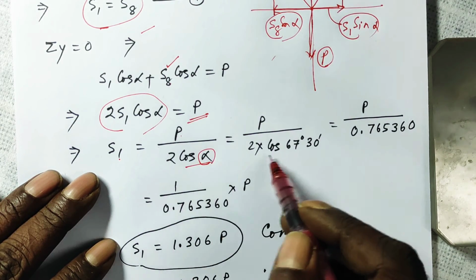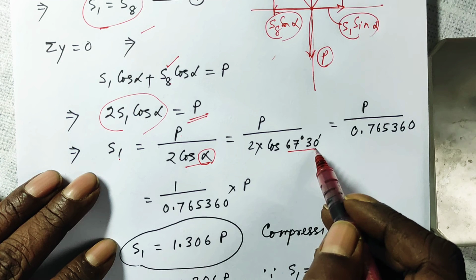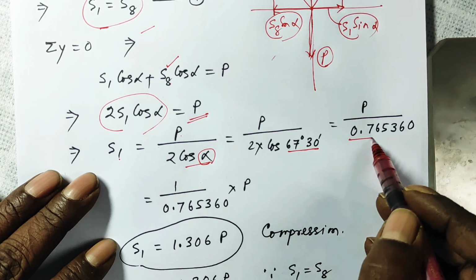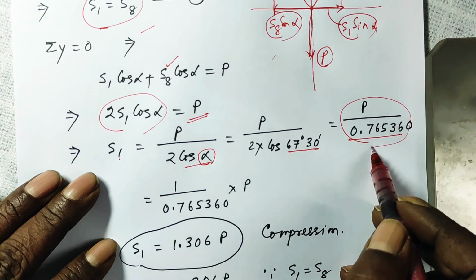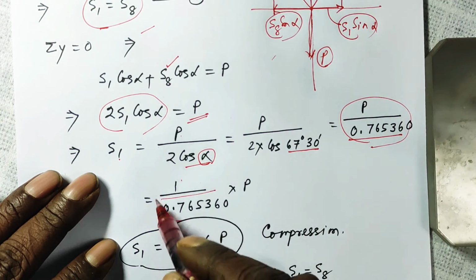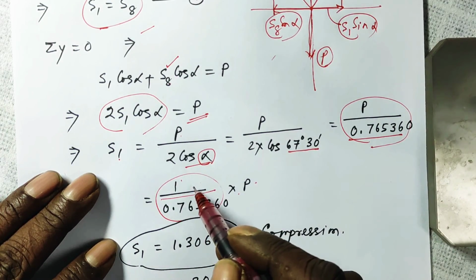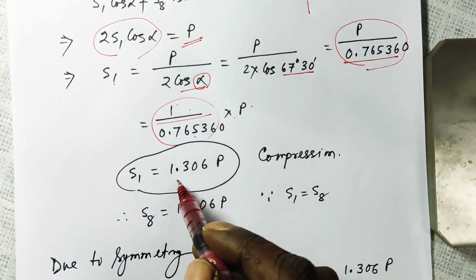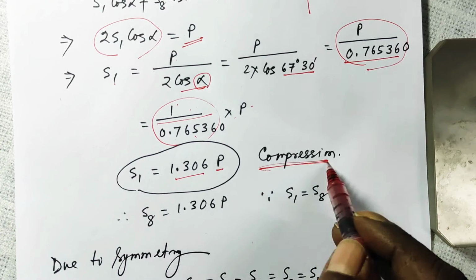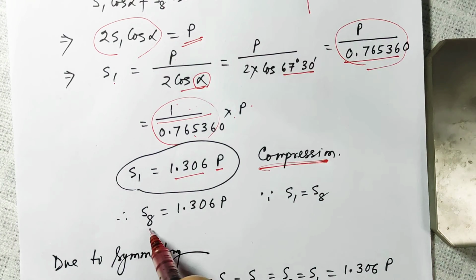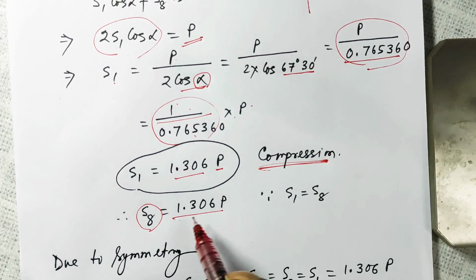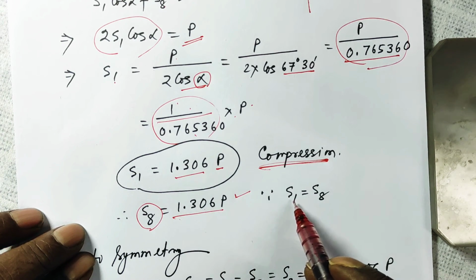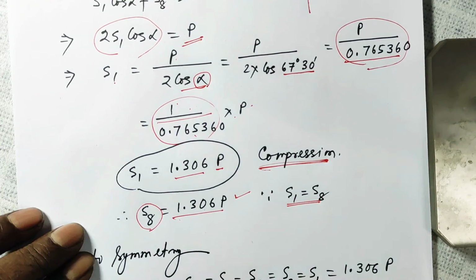Put the value of alpha, 67 degree 30 minutes, and that comes out, when multiplied by 2, to this much. So this can be rewritten as 1 over this times P. If you divide it with a calculator, this comes out to be 1.306 times P. It is a force of compression. So S8 is also of the same value, 1.306 times P, since S1 is equal to S8.